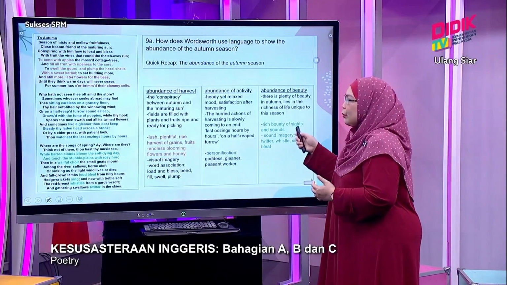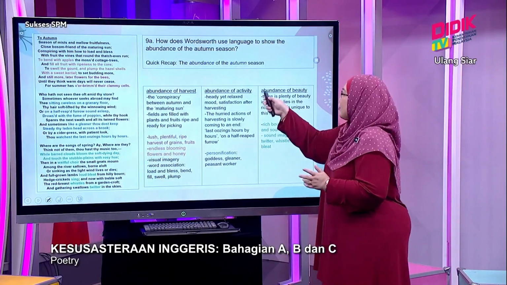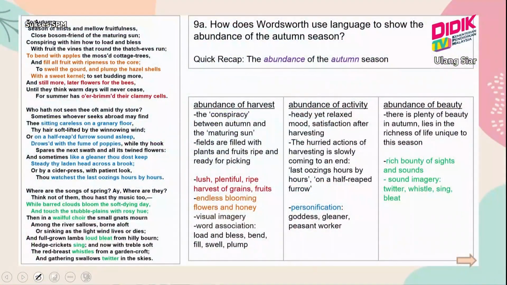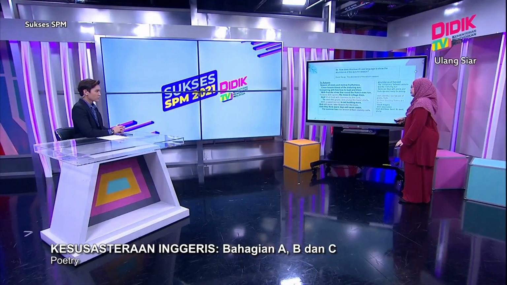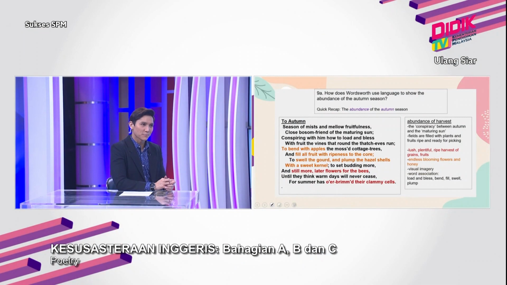So if you break it into 3, abundance of harvest, activity, and beauty, you could then already lay out your response. When you lay out your response, you would work out the first stanza and then relate it to the abundance of harvest. Where is that? I'm going to test Hanif now and ask him if any words catch his eye where harvest is concerned. I could see, it says that, and fill all fruit with ripeness to the core. Would that be an appropriate answer? An appropriate textual evidence. Thank you so much.